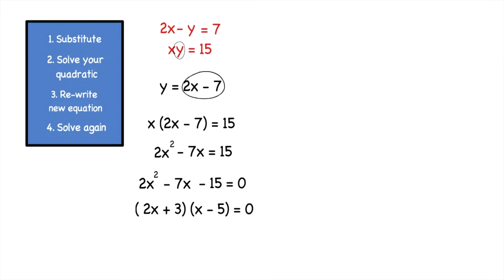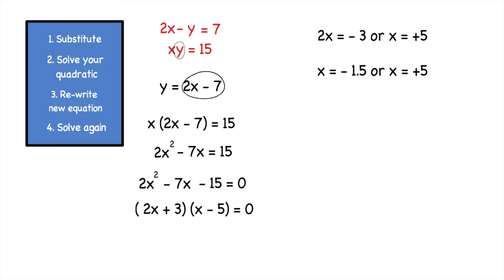To take these numbers out of the brackets, you change their sign, so either 2x equals minus 3 or x equals positive 5. When this is simplified, we get x either equals minus 1.5 or x equals positive 5.